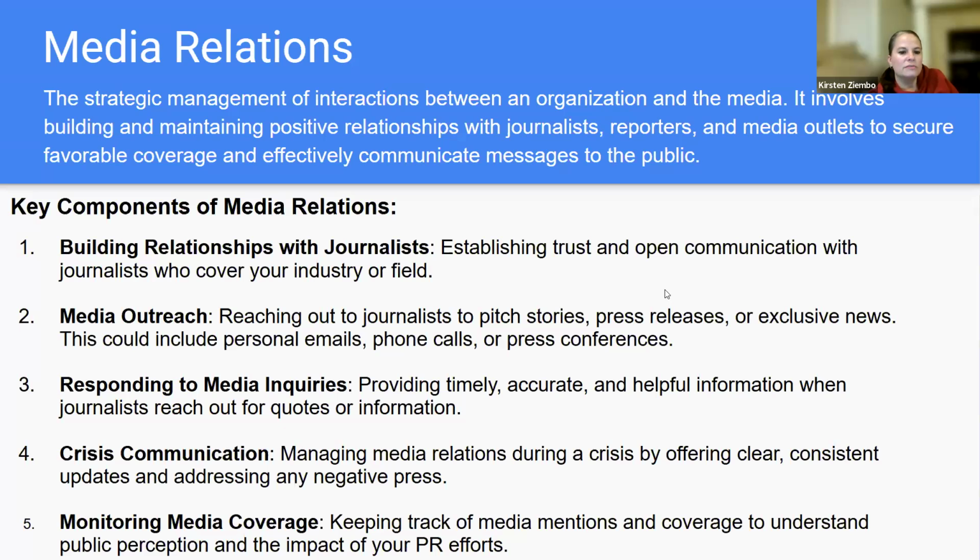Media outreach: reaching out to journalists to pitch stories, press releases, or exclusive news. It could be personal emails, phone calls, or press conferences. Responding to media inquiries: providing timely, accurate, and helpful information when journalists reach out for quotes or information. Crisis communication: managing media relations during a crisis by offering clear, consistent updates and addressing any negative press.